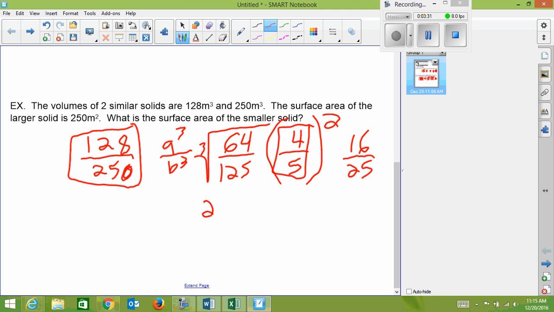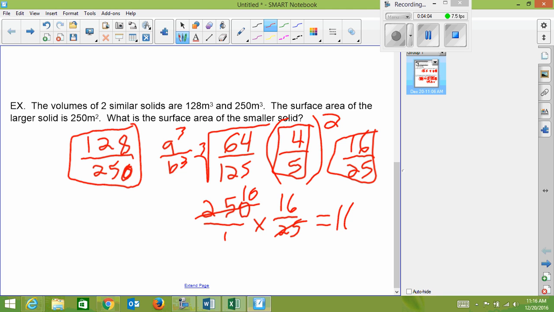I have the larger one, right? 250 is the larger one, and I want to turn it into the smaller one, so I'm just going to multiply it by 16/25. If I had the smaller one and wanted to turn it into the larger one, I would have to flip this ratio to make it bigger. So I can reduce this: 25 goes into 250 10 times. So 10 times 16 would be 160, and it's square meters because it's surface area that I'm looking for.